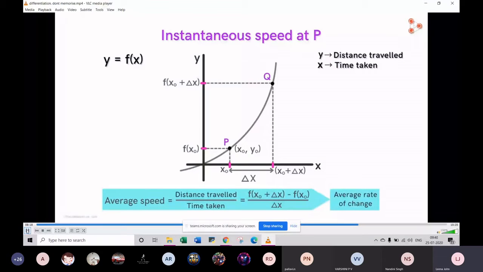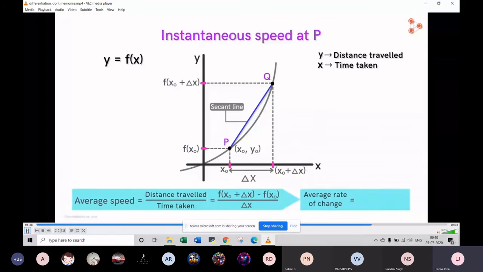Now let's say we draw a straight line between these 2 points. It's called the secant line. We see that the slope of the secant line will be equal to the average speed in the time interval delta x. So we see that the average rate of change between 2 values of x is equal to the slope of the secant line between the corresponding points on the curve.